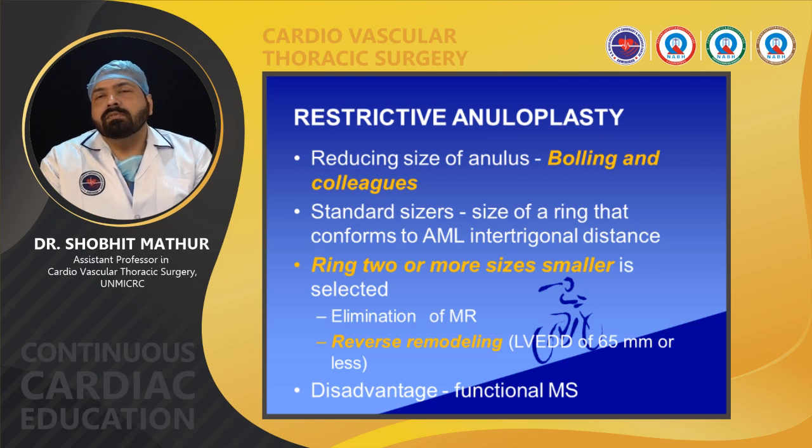So this is the procedure of choice in cases of LV end-diastolic diameter 65 mm or more. There has been a lot of debate about restrictive annuloplasty because the disadvantage is that it induces a state of functional mitral stenosis. But compared with the advantages regarding the elimination of MR and the reverse remodeling, this technique remains the mainstay of annuloplasty in cases of ischemic MR.